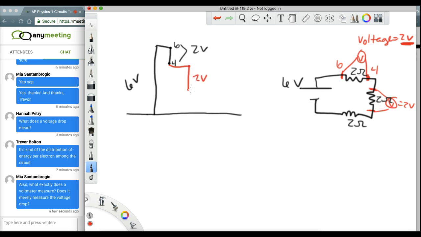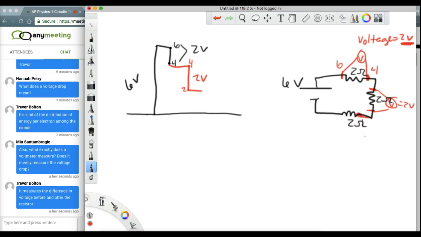So we went from 6, that's 4, this would be 4, this would be 2, and then we go through this wire right here, and then the potential here would be 2 volts, the potential here would be 0 volts. And so we end right back down here at 0. So the third voltage drop is another 2 volts.